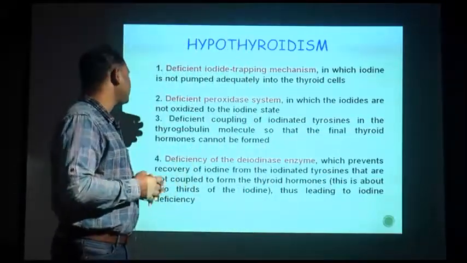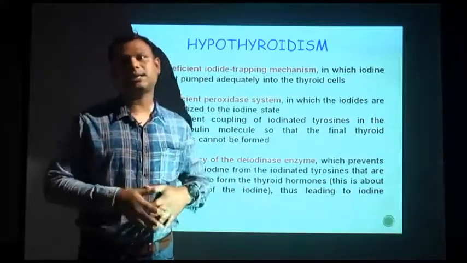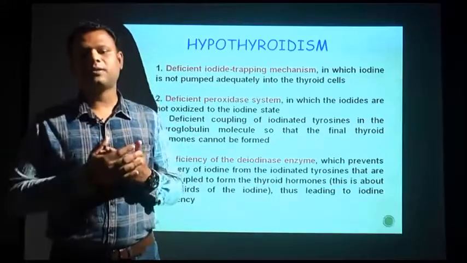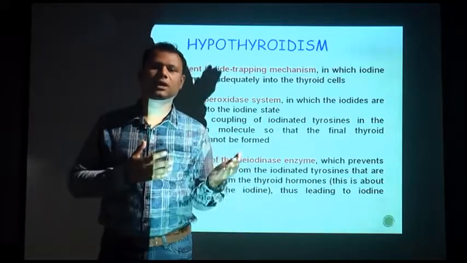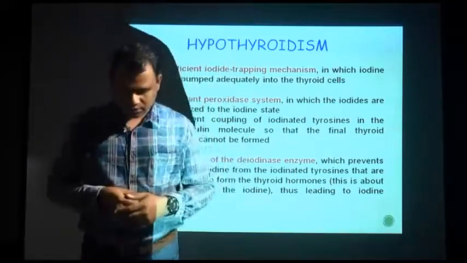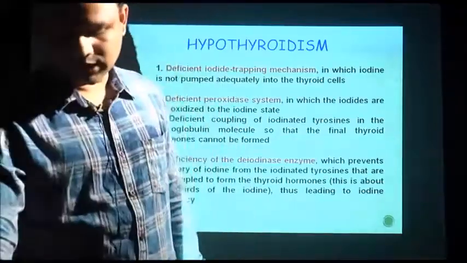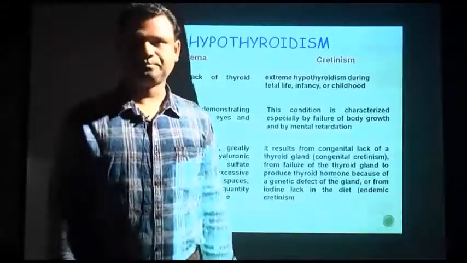Then deficiency of the iodinase enzyme is also important. Likewise, peroxidase enzyme and iodinase enzymes are also required, which prevent recovery of iodine from the iodinated tyrosine. Once the tyrosine gets iodinated, it should recover, because again the mechanism should go on. Unless these 4 mechanisms are functioning properly, you can suffer from hypothyroidism.